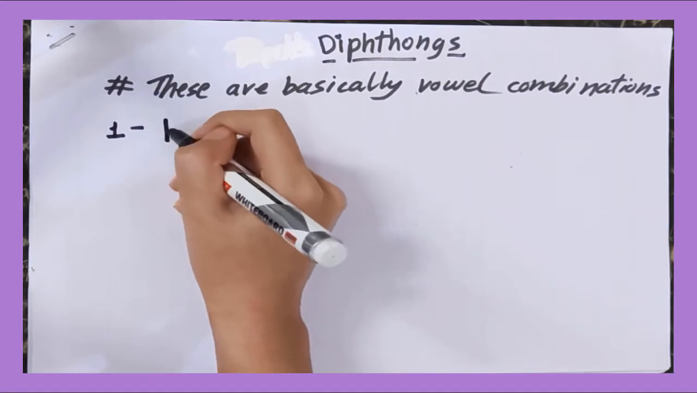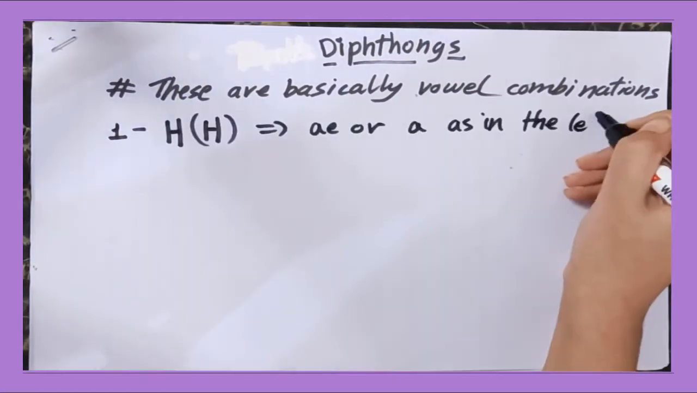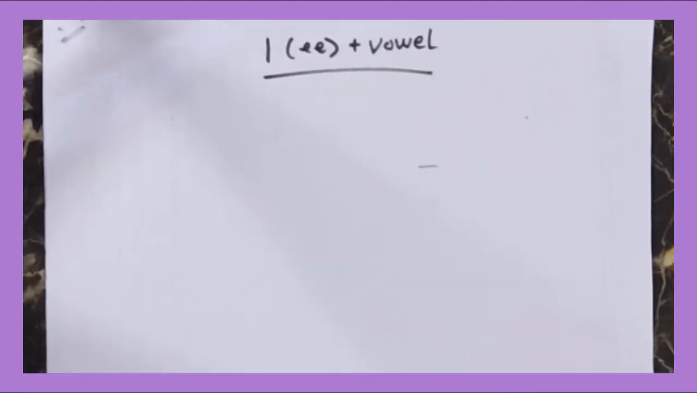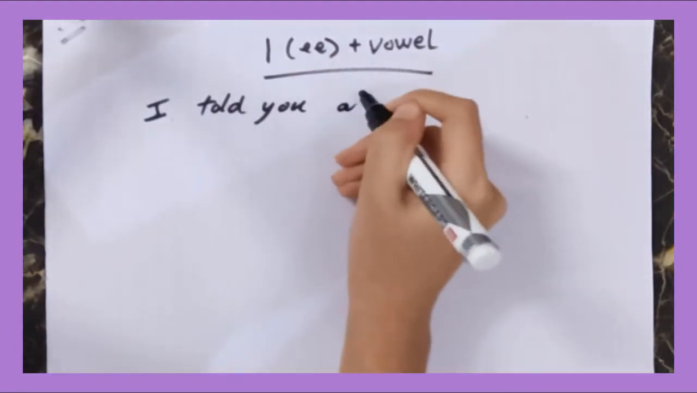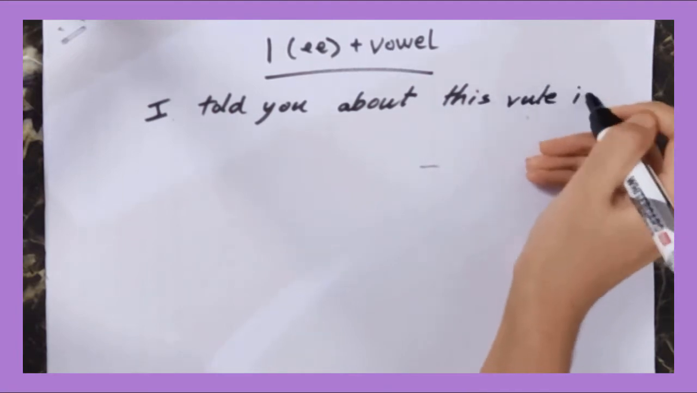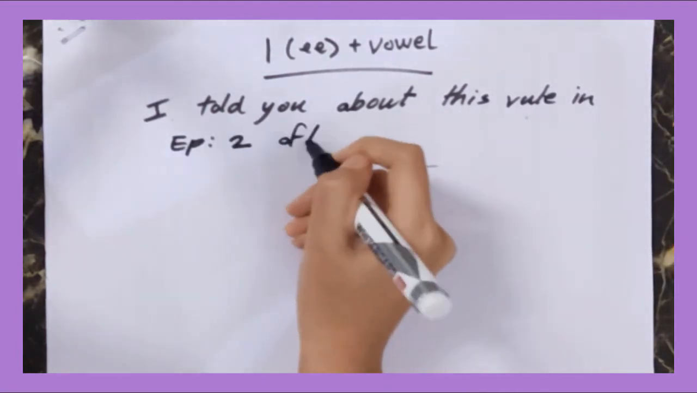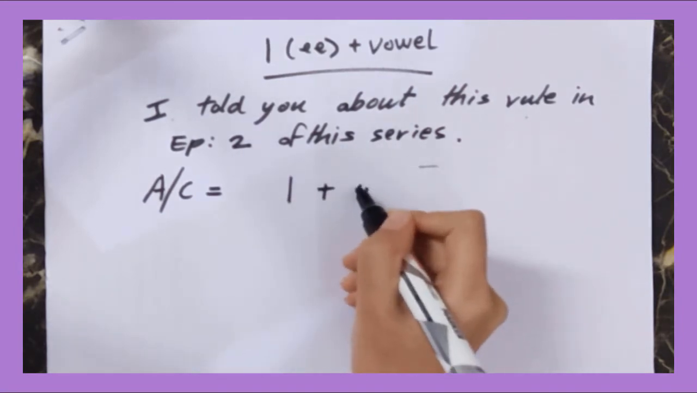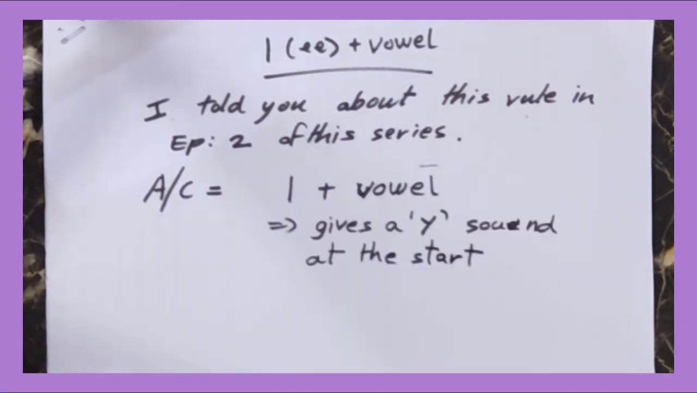It is A. It has a sound of A as in the literal letter A or as in the word sleigh. Now do you remember what I told you about adding an E sound to the vowel in the second episode of the series? According to that, if we added an E sound just before the vowel, we get a Y sound at the start.